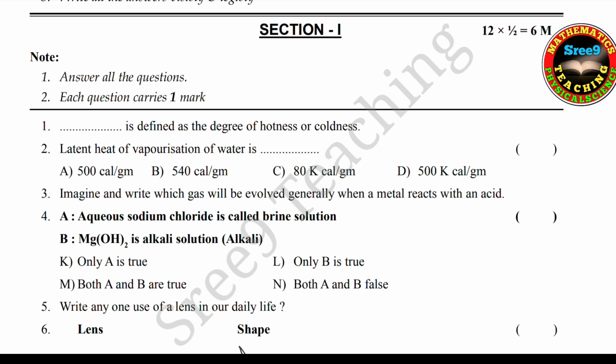Right, now second point, each question carries half mark only here actually. Because each question is half mark and there are 12 questions. Okay, now see the first question.